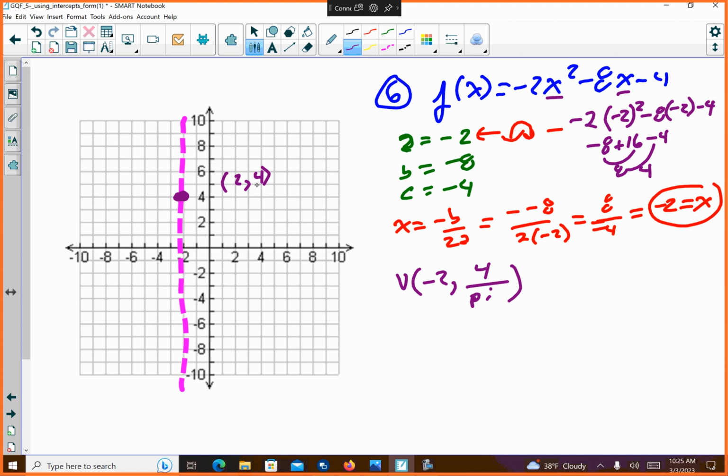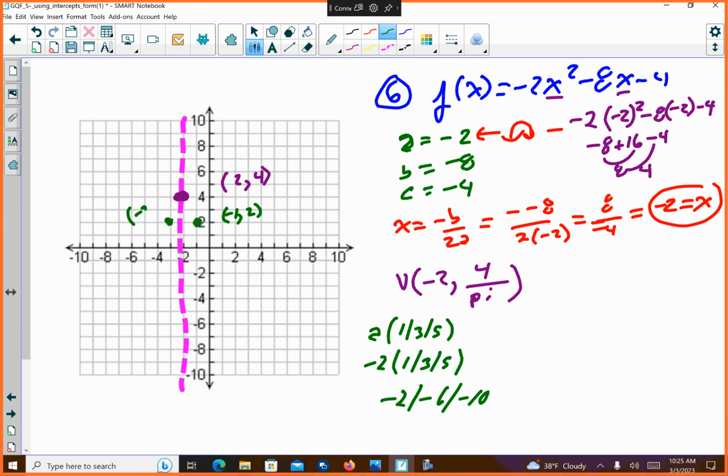Okay. My pattern graph is going to be A times 1, 3, 5. And my A value is what? Negative 2. Does this make sense? So that's going to grow at negative 2, negative 6, negative 10. All right, so I'm going to go right 1 and what? Down 2. Good. Right 1, down 2. So that takes me to negative 1, 2. Left 1, down 2. So that takes me to negative 3, 2.